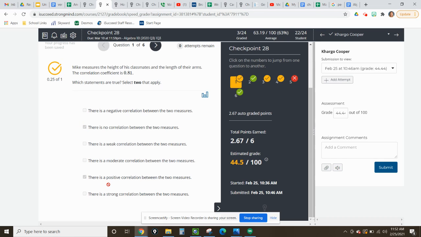The other one you said was there's a positive correlation. So I agree it's positive because the number is positive, but I think it's strong. So you need to select positive and strong. So hopefully that helps. And like I said, I unlocked another attempt, so you can try that now.